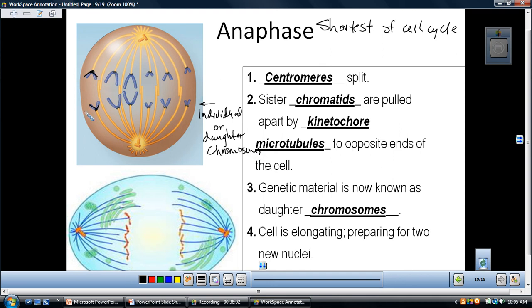Okay, individual or daughter chromosomes. And these individual daughter chromosomes will go to one new cell, and these will go to the other new cell. So we call these individual or daughter chromosomes. You can see it's listed right here. And each one has its centromere attached, and that's still where the kinetochore microtubule is pulling it from.